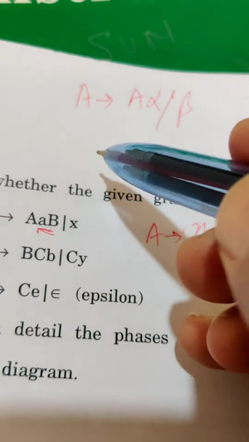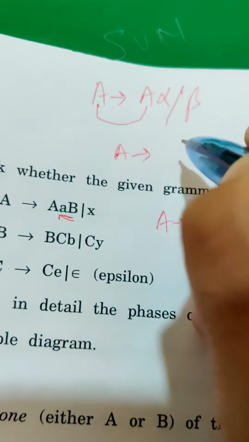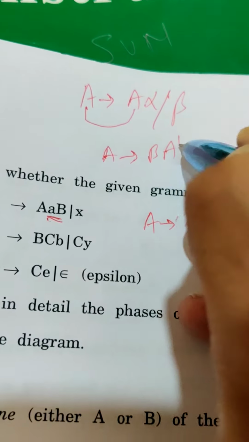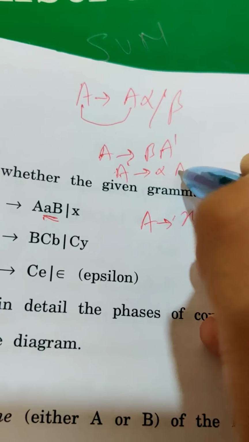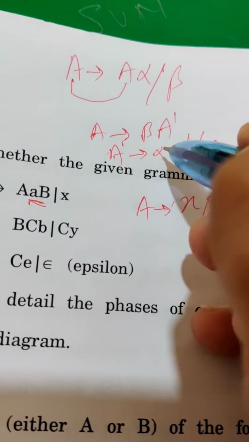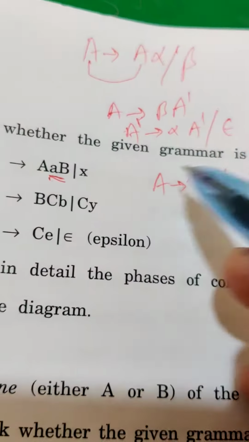Now how do I remove left recursion? There is a formula. The left recursive rule is A goes to A alpha or beta, so we have to remove it. The formula gives A goes to beta A dash, and A dash goes to alpha A dash or epsilon. We can have epsilon in predictive parsers, in a top-down parser. So using this formula we can remove it.